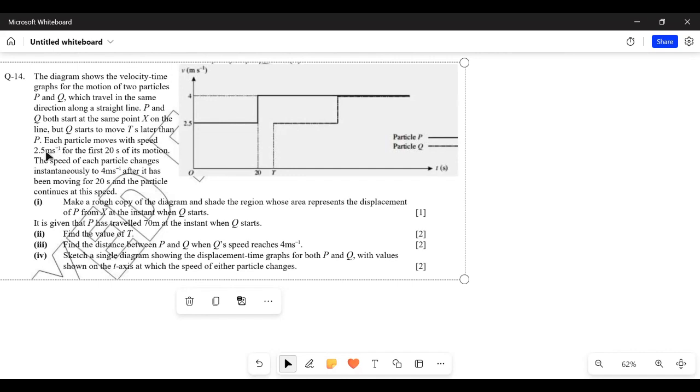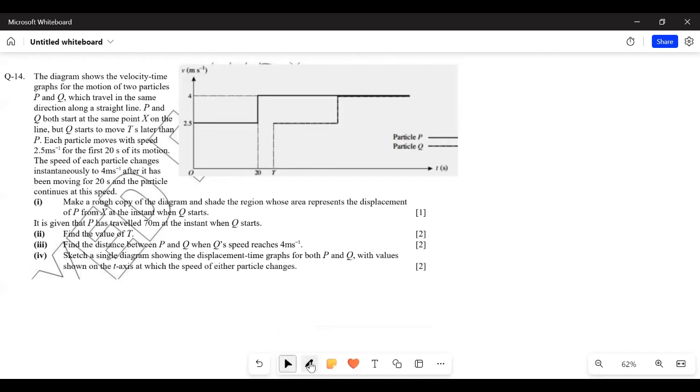Each particle moves with a speed of 2.5 meters per second for the first 20 seconds. We can see that the first particle is starting at a speed of 2.5 meters per second and stays for 20 seconds. The second particle also starts at 2.5 meters per second and stays at this speed for the next 20 seconds. So we don't know what T is. Once we know T, we will add 20 to it, and then we will also have this time.